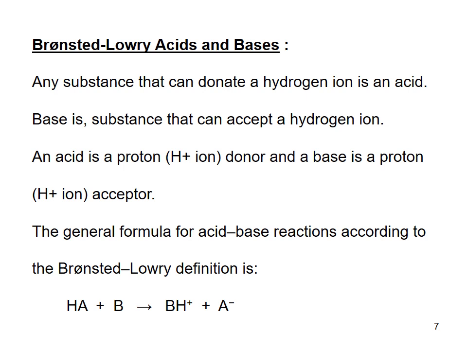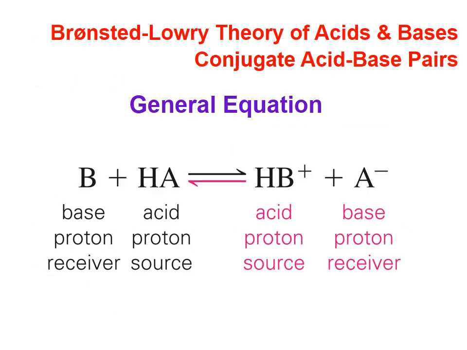The next concept is the Bronsted-Lowry concept of acids and bases. According to this system, an acid donates H plus ion and a base accepts H plus ion. So an acid is a proton donor and a base is a proton acceptor. HA indicates the acid and B indicates the base, giving HB plus, that is its conjugate acid, and A minus as a conjugate base. This Lowry-Bronsted concept is always associated with the conjugate acid base pair system.